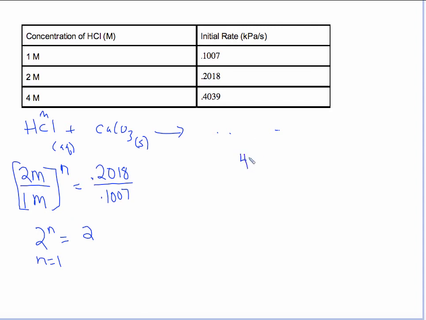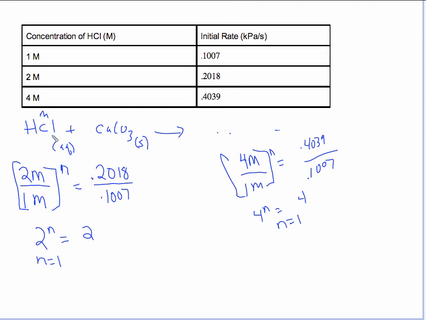Now this should hold true if you do it for any trial. So we could take the trial with the 4 molar and divide that by the 1 molar, to some power that we don't know. We'll just call it n again, and that's going to equal, now it's really important, 4 molar, what's the initial rate? 0.4039. I'm going to divide that by the 1 molar, which is 0.1007. And 4 divided by 1 is 4 to the power n, which is roughly going to equal 4. So no matter which trial you use from your data, you should get the same number every time.